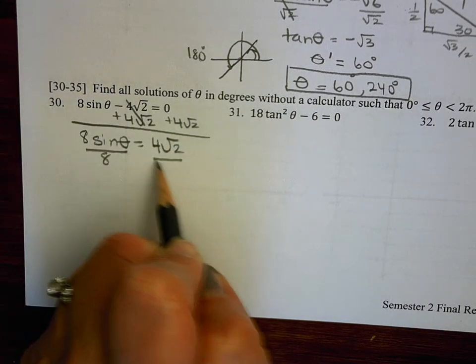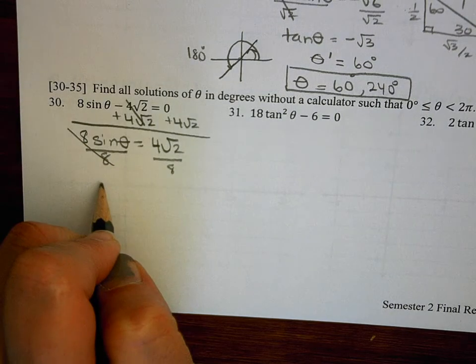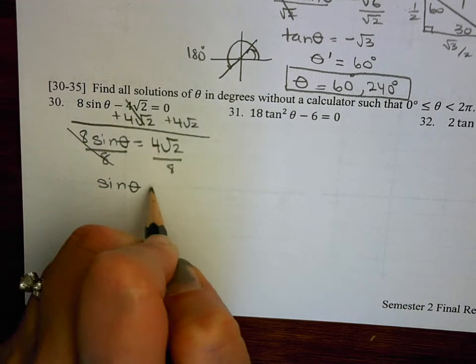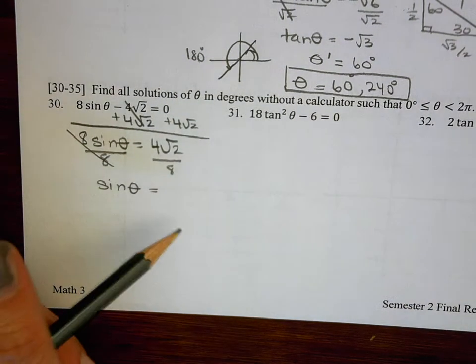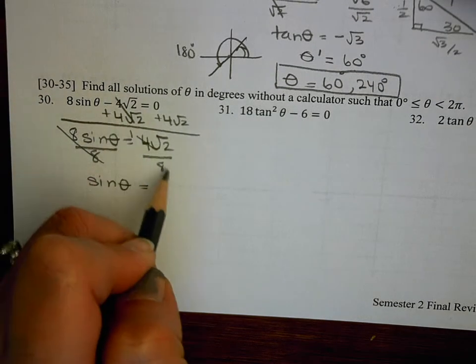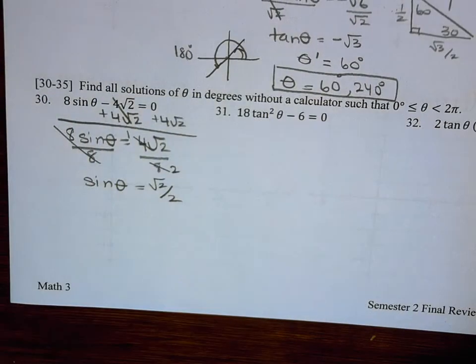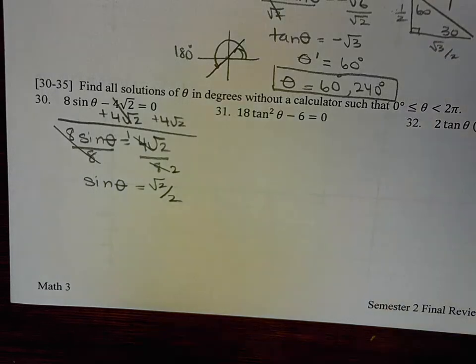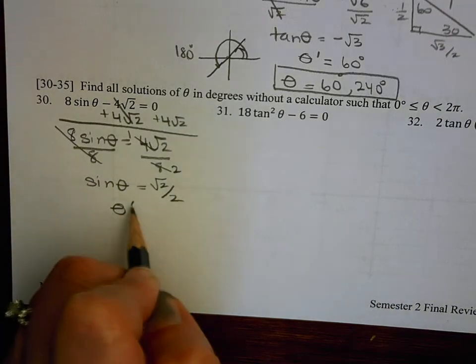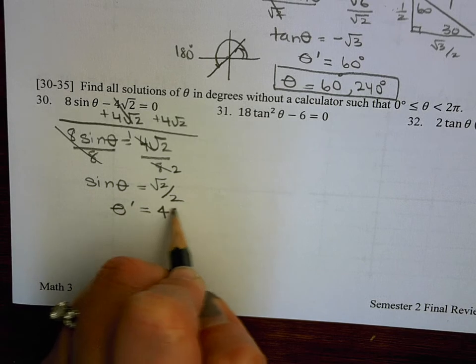Divide by 8. And then I can reduce this, so 4 into 4 is once, and into 8 twice. So that would be root 2 over 2. Okay. So that would be on my 45, 45, 90 triangle, right? So 1 over root 2 is the same as root 2 over 2. So that means theta prime, my reference angle, would be 45 degrees.